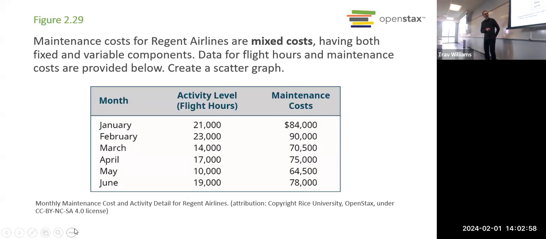So I've walked us through it with one example, but let's take a look at this one here. We've got 6 different months, and this company has varying levels of flight hours. So that is their units of production. And they have maintenance costs, which are mixed, okay? So the high-low method starts by selecting 2 months, the highest month and the lowest month, okay?